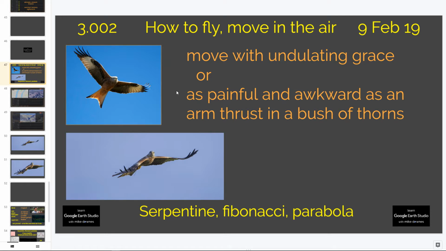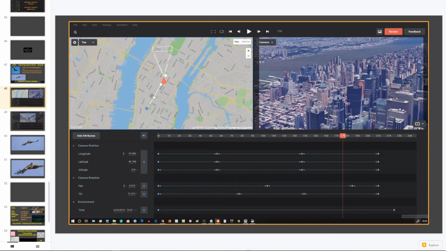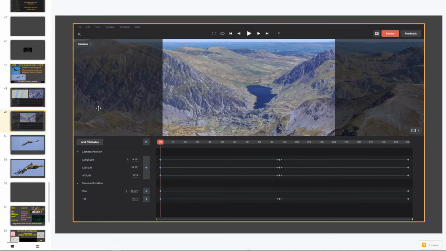On the left-hand side is a beautiful red kite, and underneath it is a red kite in flight. I think at this precise moment, if I was flying around in Google Earth Studio, I'd like to have serpentine Fibonacci type parabola movements. Sometimes I do, sometimes I don't. So remember, when you're flying around, you've got timeline choices, and especially if you are taking a line in, how do you want to move?